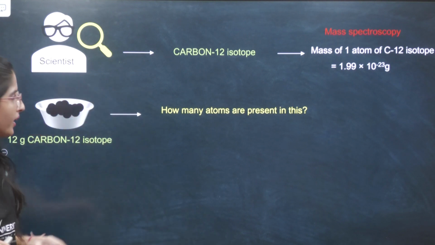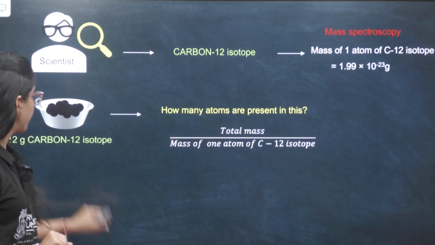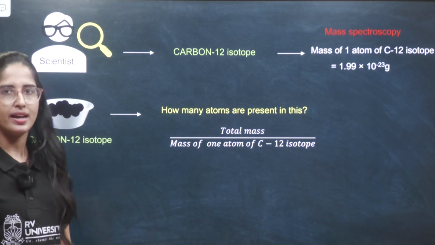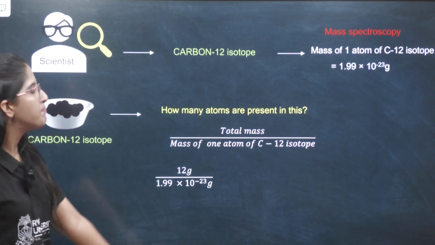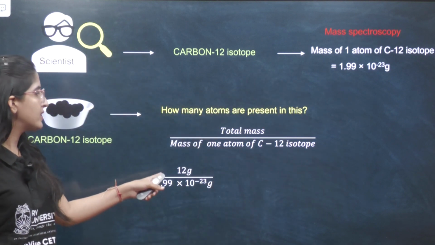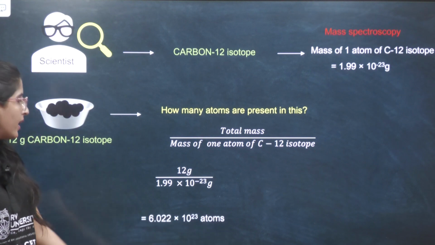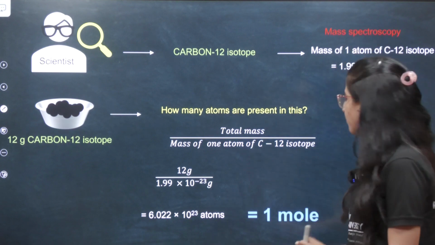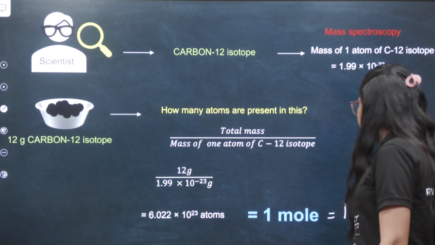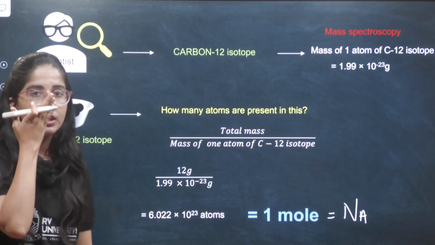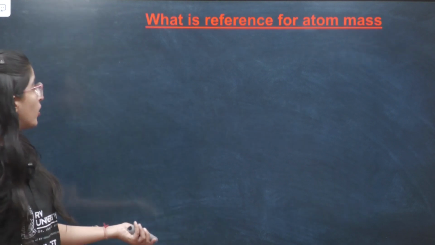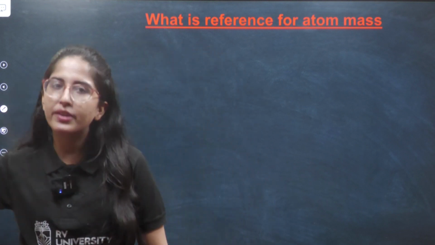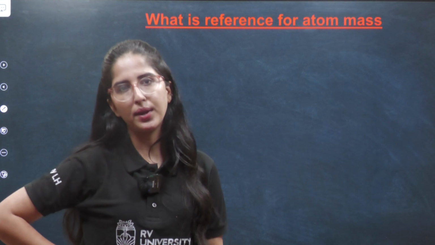Similarly here, you take the total mass and divide by the mass of one carbon-12 atom. That is 12 divided by 1.99 into 10 raised to minus 23 gram. It came to around 6.023 into 10 raised to 23 atoms, which in turn is called 1 mole, Avogadro's number. Understood? This is Avogadro's number. So the conclusion is, whenever you take 1 mole of any gas, Avogadro's number of atoms are present in it.